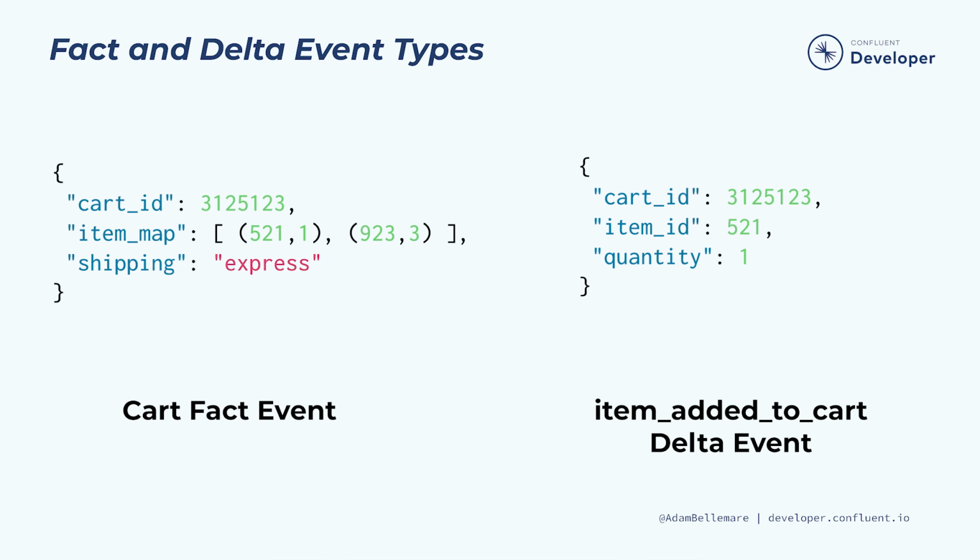On the other side, we have a delta event, item added to cart. Delta events detail the changes between one state and another. The contents of a delta event can vary quite widely, but typically includes information about the state change, including the reasons for the change. Delta events do not include information about data that hasn't changed. The name of the item added to cart event gives a pretty clear reason for its existence. The contents of the event include the cart ID, the item ID to be added, and the quantity of items added during that specific action.